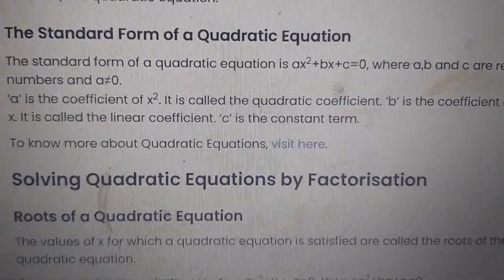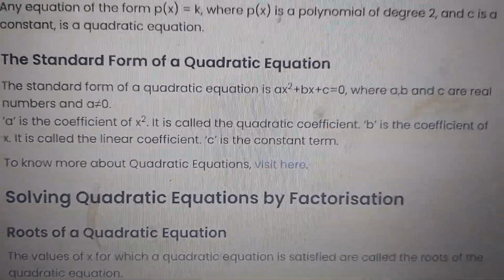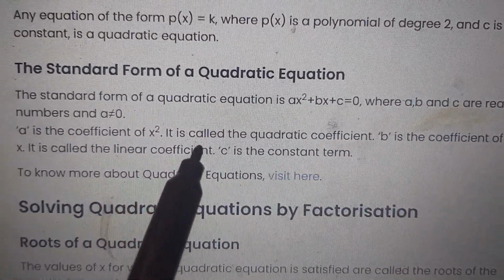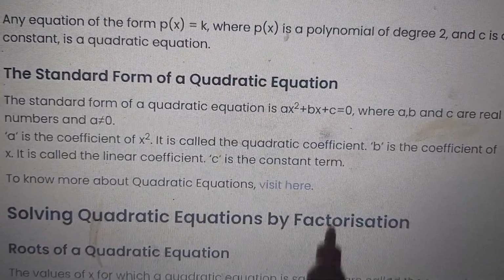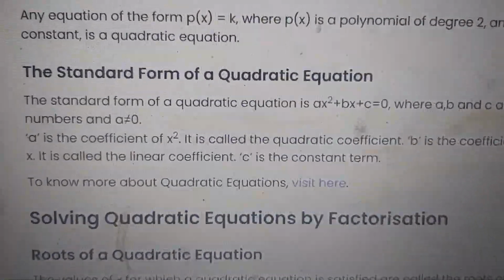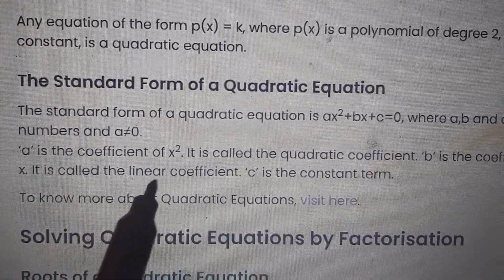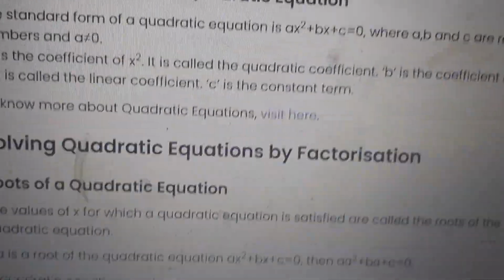A is not equal to 0, it must not be equal to 0. A is the coefficient of x square, and it is called the quadratic coefficient. B is the coefficient of x, the linear coefficient. C is the constant term.